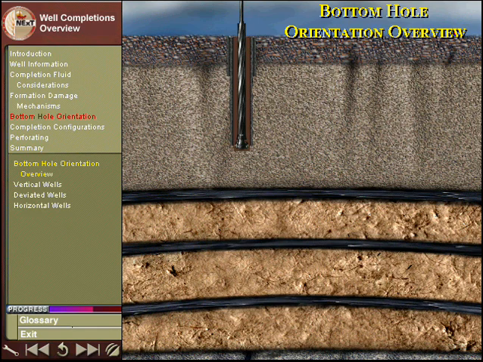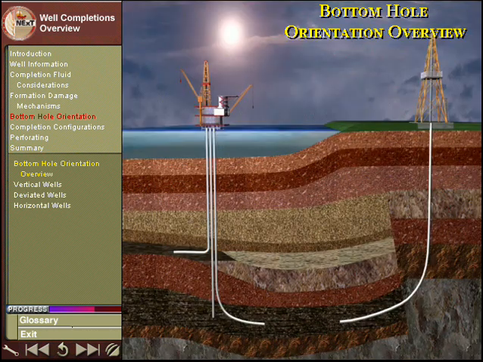Bottom hole orientation refers to the particular trajectory of the borehole through the formation. There are three basic types of trajectories that are used: vertical, deviated, and horizontal. The borehole trajectory through the reservoir depends on several factors.